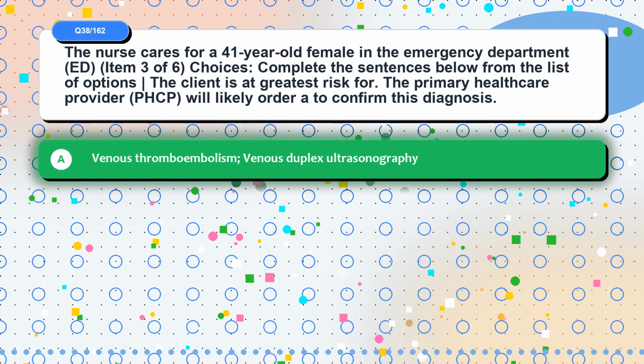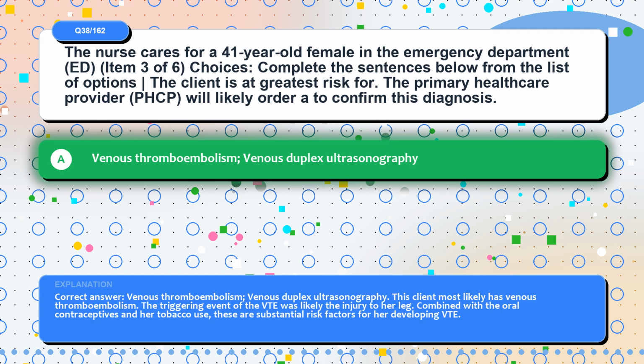The correct answer is option A. Venous thromboembolism, venous duplex ultrasonography. This client most likely has venous thromboembolism. The triggering event of the VTE was likely the injury to her leg. Combined with the oral contraceptives and her tobacco use, these are substantial risk factors for her developing VTE.